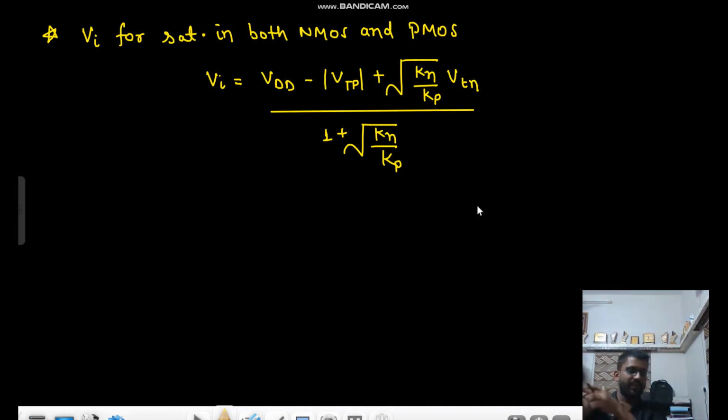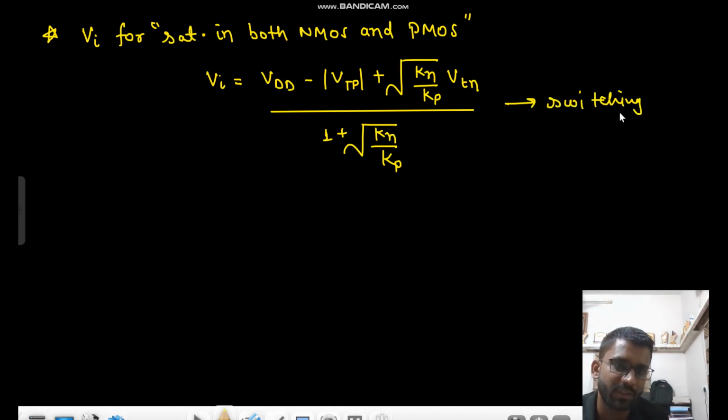So we derived this condition, right? What was the value of V in for both PMOS and NMOS being in saturation region? At what value of V in do both NMOS and PMOS go to saturation region? This is what we call the switching threshold. Why is it called switching threshold?